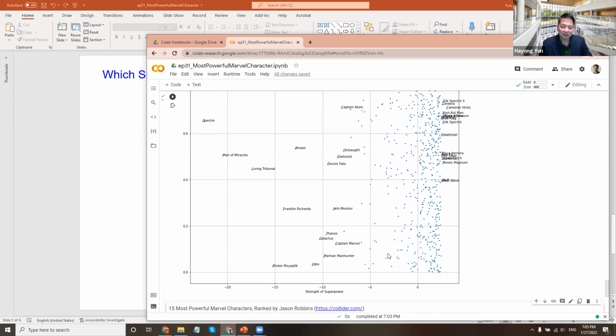Right? So this is how we can apply the dimensional reduction, the principal component analysis, on our cartoon or Marvel characters.